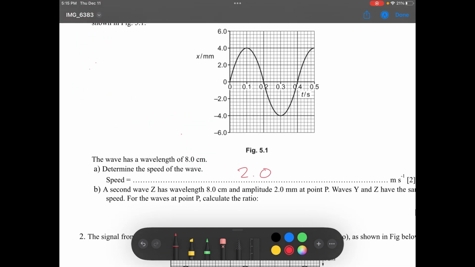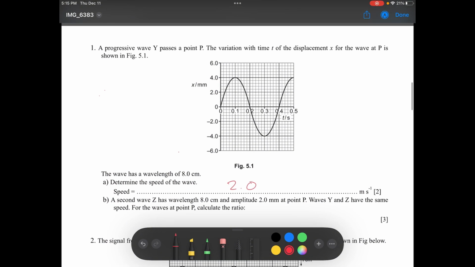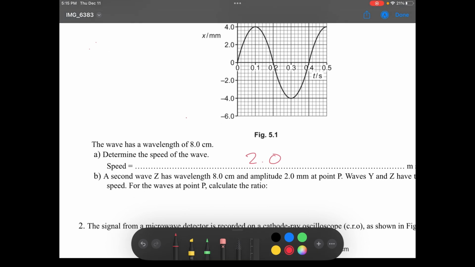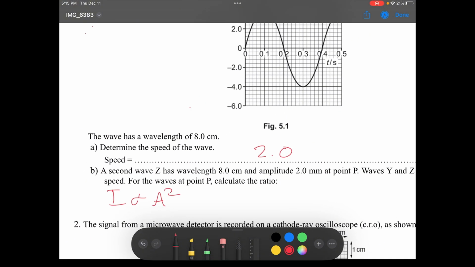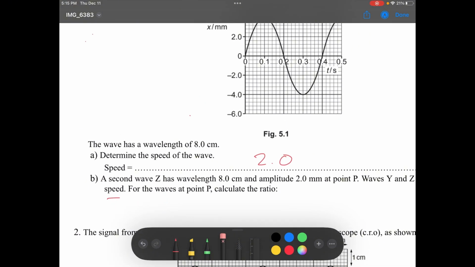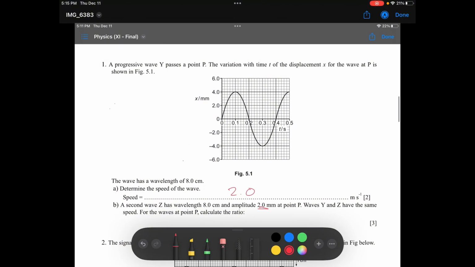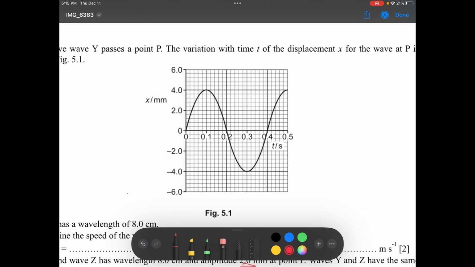B. A second wave Z has wavelength 8 and amplitude 2 millimeters at point P. Waves Y and Z have the same speed. For the waves at point P, calculate the ratio. For this, we use the formula intensity is proportional to A squared. We already have the amplitude of wave Z, which is 2 millimeters, and the amplitude of wave Y is 4 millimeters as shown here by the graph.